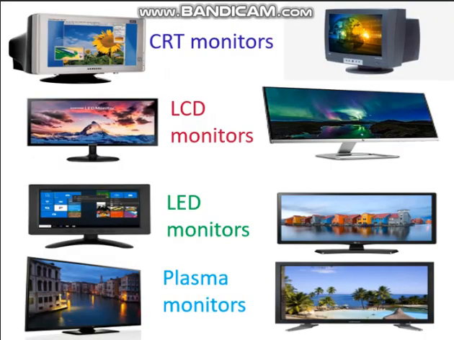Monitor, also known as VDU, that is Visual Display Unit, is an output device that displays information in pictorial form. Output produced on monitors is called soft copy. Monitors are of different types. The first computer monitor used CRT, that is cathode ray tube. CRT monitors are deep in size, look like old fashioned TVs.